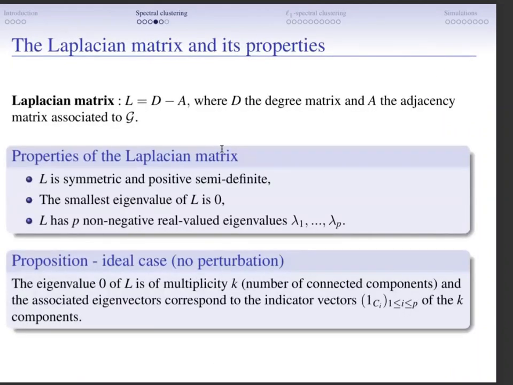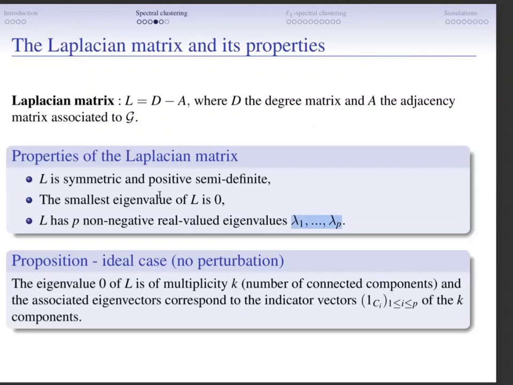Now if you want to apply the spectral clustering algorithm on this perturbed graph, you need to first define the Laplacian matrix. The Laplacian matrix is defined as the difference between the degree matrix and the adjacency matrix associated to the graph. And spectral clustering is based on the very nice properties of this Laplacian matrix. First, you can show that L is symmetric and positive semi-definite. You can show that L has P non-negative real-valued eigenvalues, which will be denoted lambda 1 to lambda p.